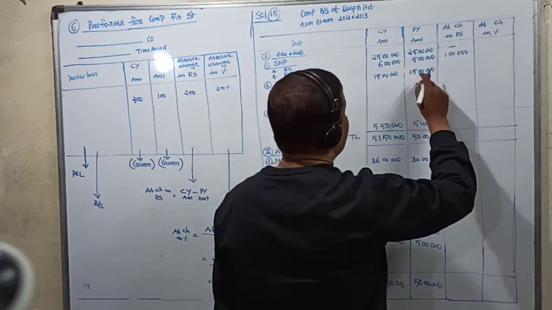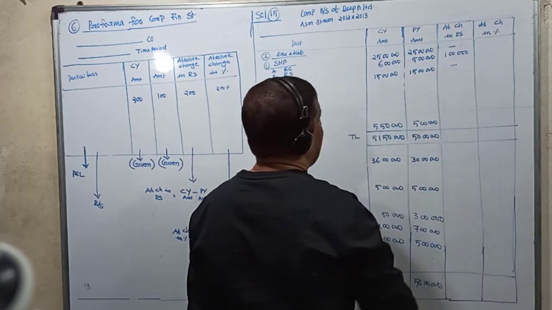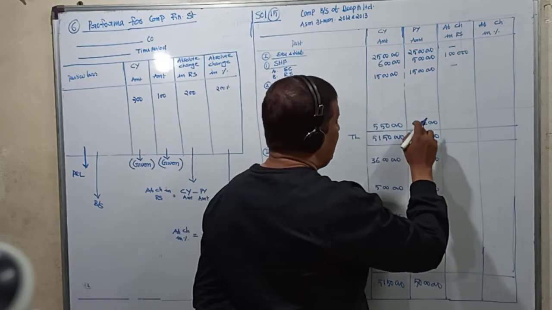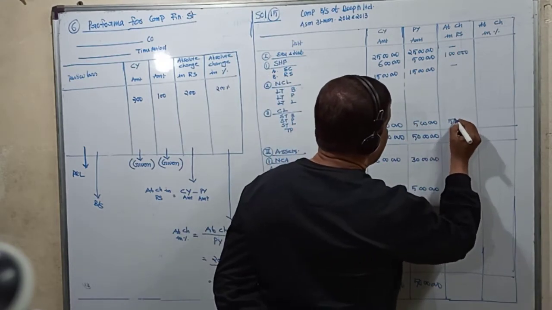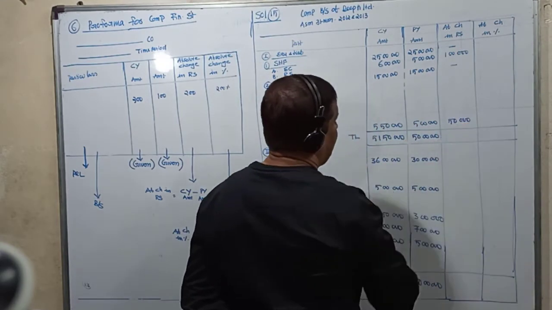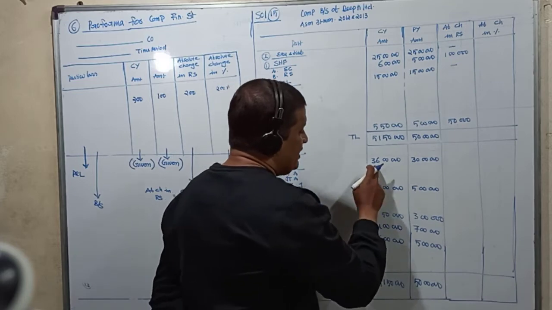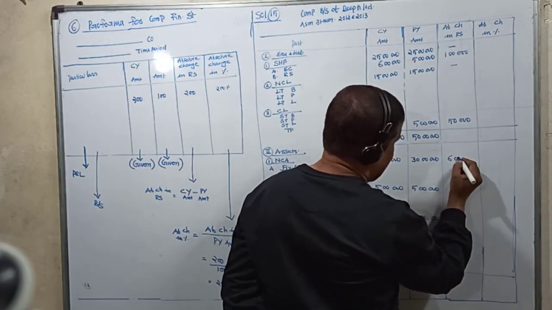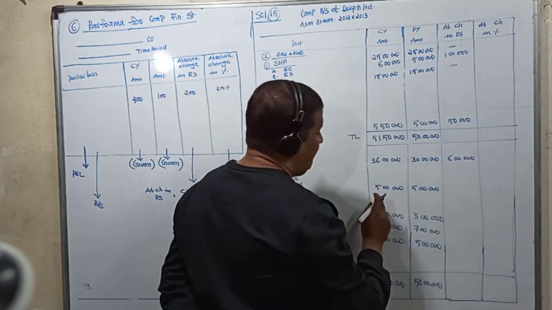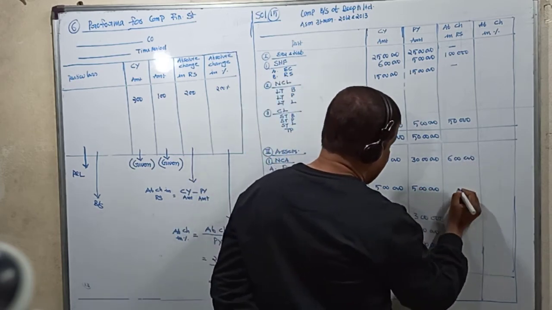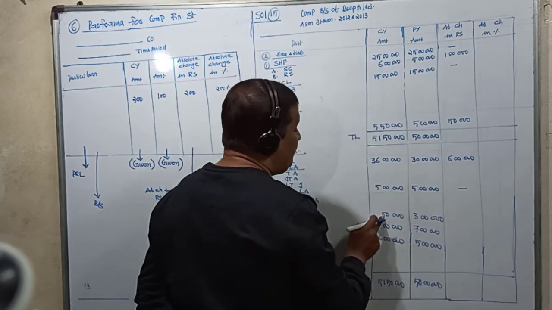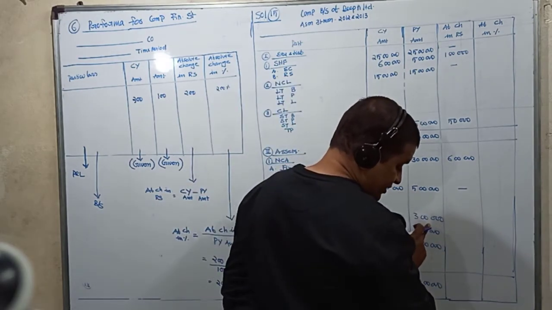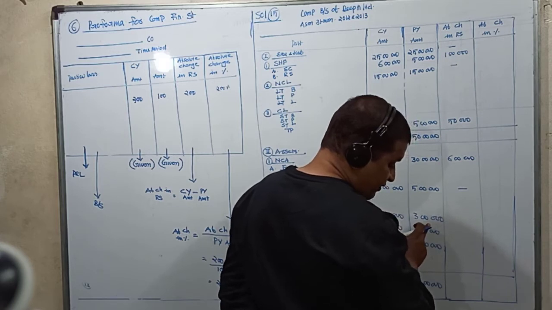15 lakh minus 15 lakh, it is nil, right? 5 lakh 50,000 minus 5 lakh, what is the difference? It is 50,000. 36 lakhs minus 30 lakhs, what is the difference? 6 lakhs. 5 lakh minus 5 lakh, it is nil. 50,000 minus 3 lakhs.